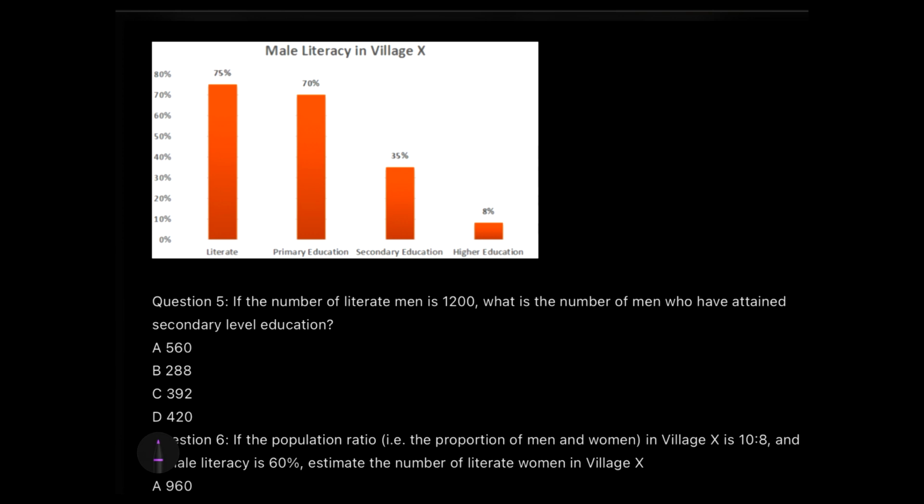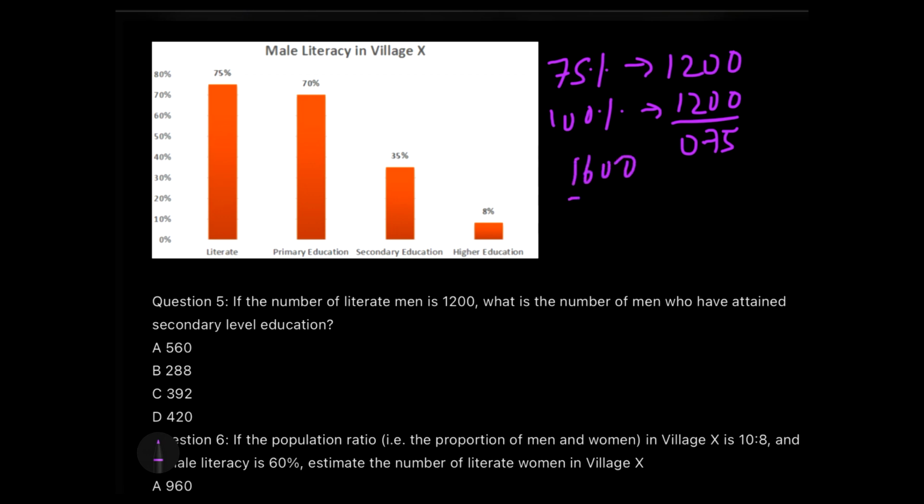Same concept as we applied in the previous question. Number of literate men is 75%. So 75% of a particular number is 1200. So you only tell me 100% will be how much? 1200 divided by 0.75. 0.75 is also equal to 3 by 4, guys, right? So you can multiply it with 4 by 3. Otherwise, if you're good at decimals, you can simply divide this number by 0.75 and that would give you 1600.